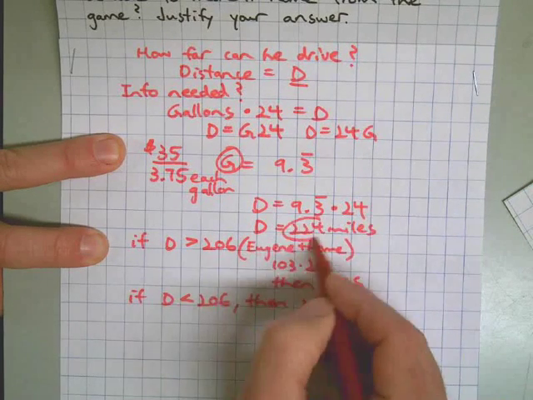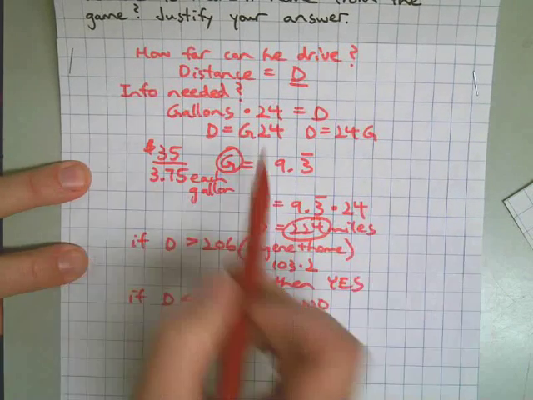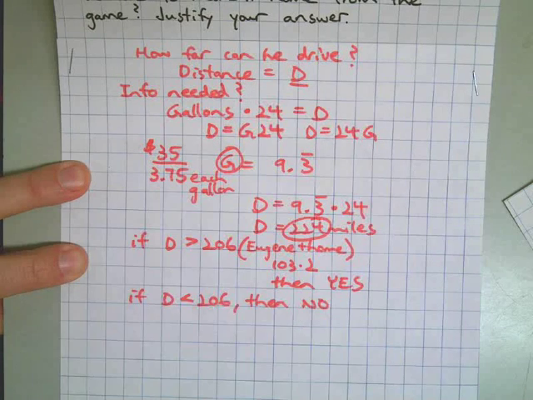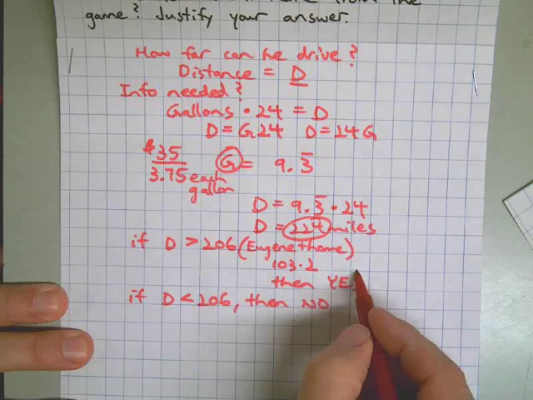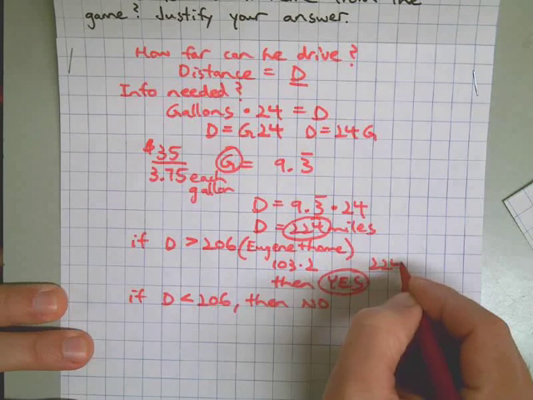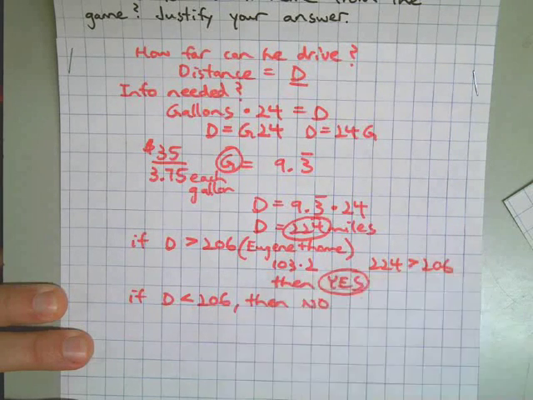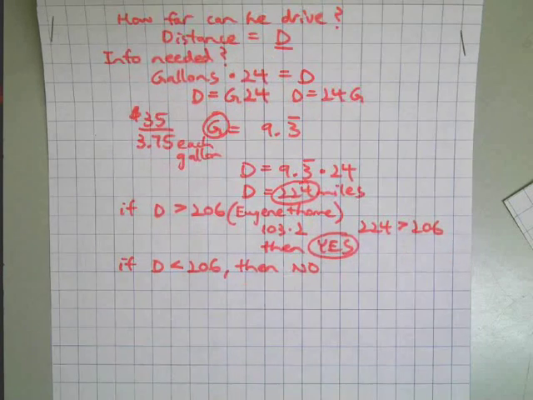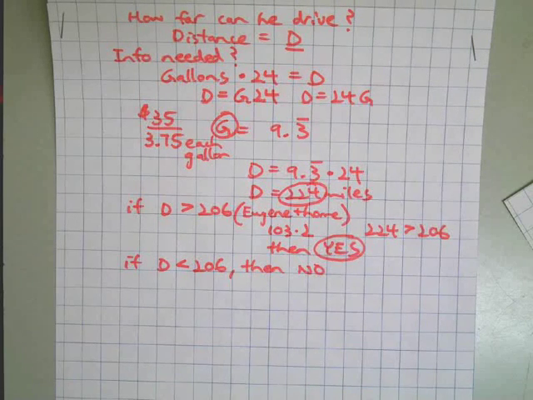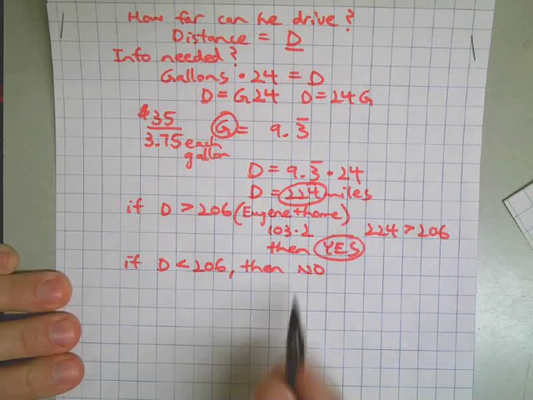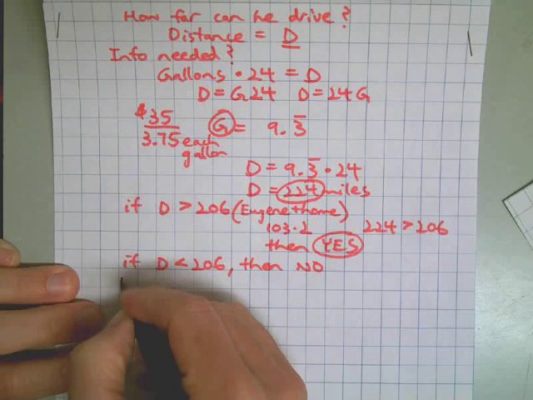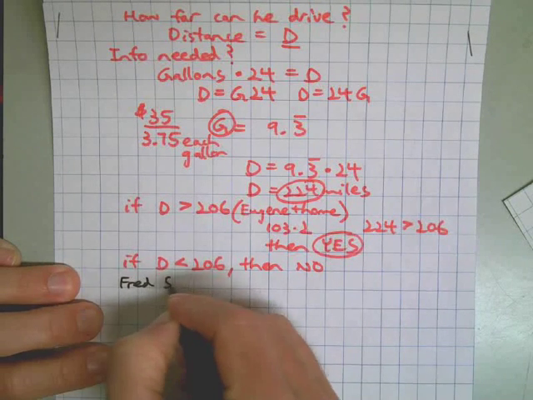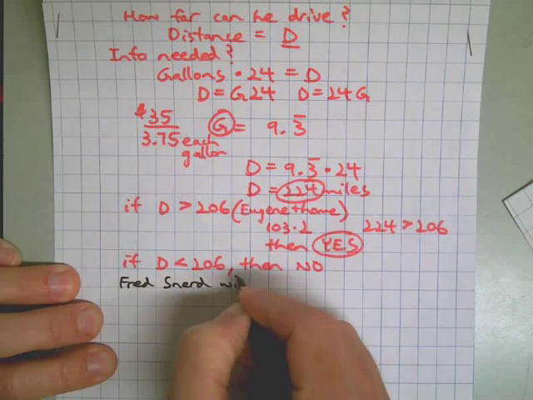Since our answer is 224 to the hidden question of how far can he drive, now we can answer yes, because 224 is greater than 206. And then we could justify our answer with any number of persuasive statements. The key is that we have numbers to back up our statement. In this case, Fred Snerd will make it home.